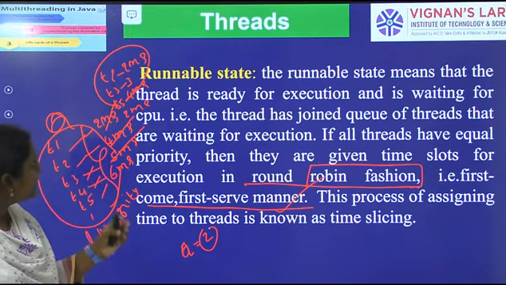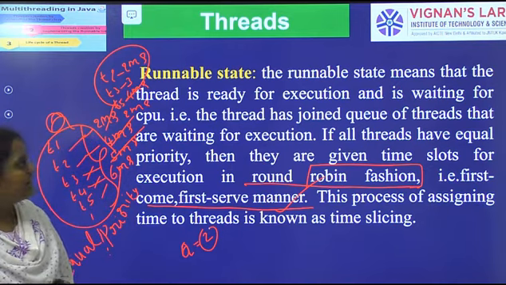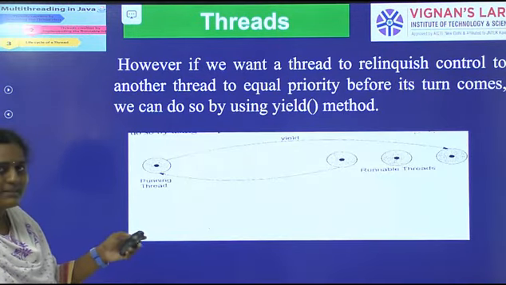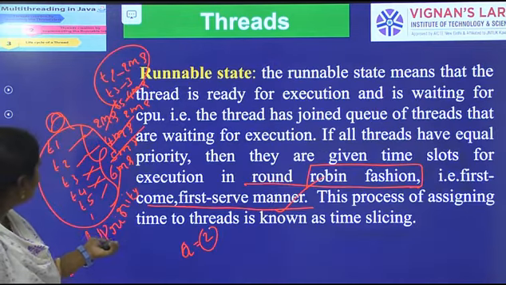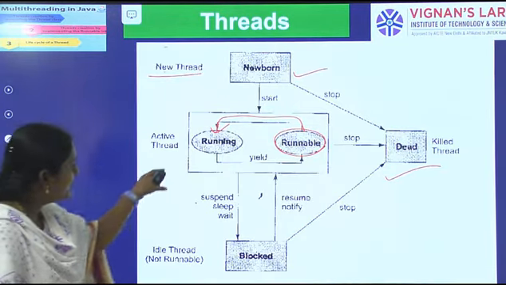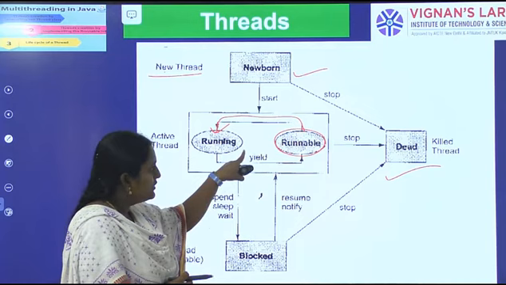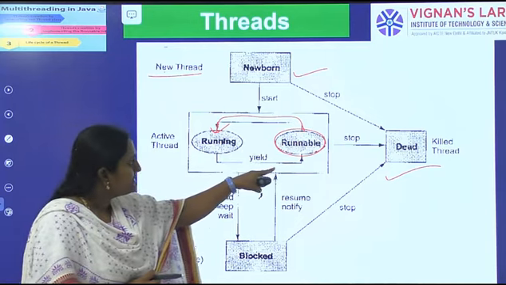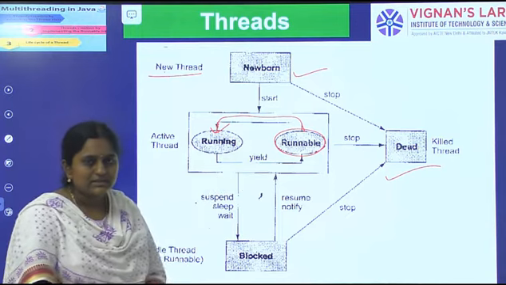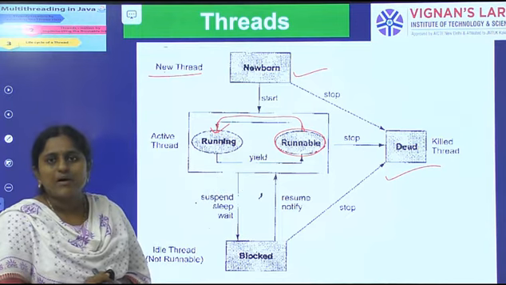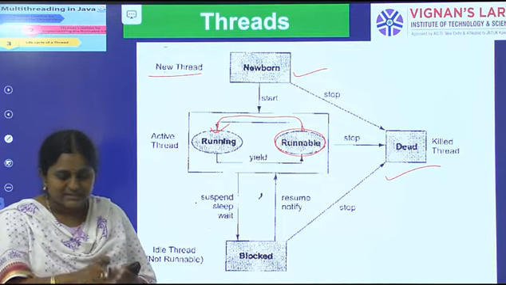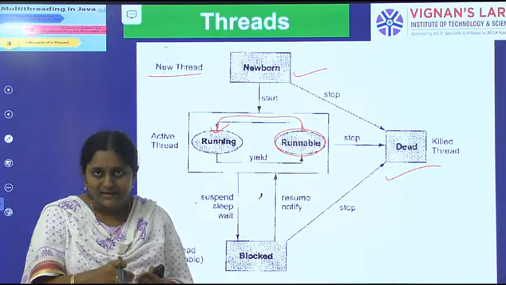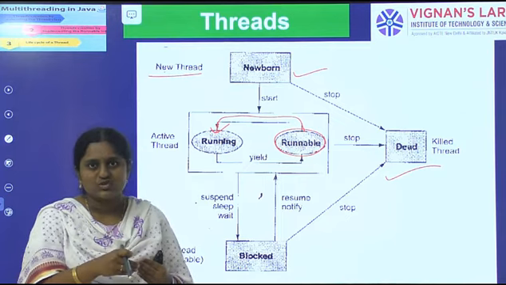Next, after the runnable state, when the CPU is ready, which state will it move to? Here the yield method is there. In the runnable state, multiple threads are waiting on the queue. After that we can perform the yield method. Yield means it pauses the currently executing thread temporarily and allows another thread for execution.